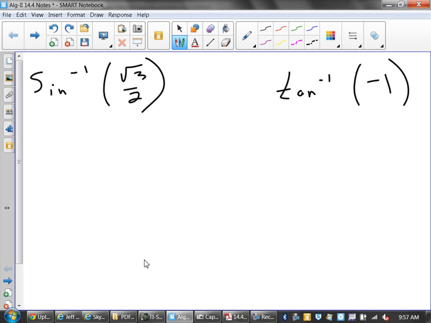We asked the question, what angle had a sine of root 3 over 2? So when we saw that root 3 over 2, which triangle were you working with, 30-60 or 45s? We were working with a 30-60. So when you worked with the 30-60, you had a 1, root 3, and a 2. Which one of those angles gave you the root 3 over 2?